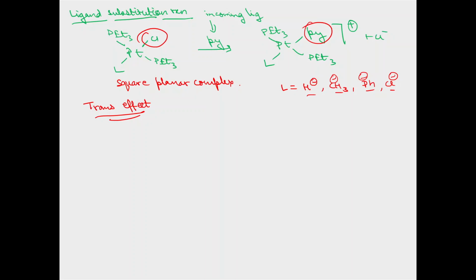So basically, this trans effect was first established in 1926, and this was observed on substitution reactions at platinum 2 complex only. So what he observed is that certain ligands facilitate the substitution of the ligand that is in a position trans to them. Okay, and there is a certain order in which we can arrange those different ligands in a series.